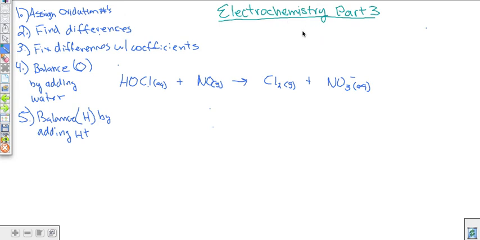Right, welcome to Electrochemistry Part 3. In Part 3, we're going to look at balancing an equation in terms of its electron movement. This would be a redox reaction. We're going to look at it and follow the movement of electrons, and use that movement to balance an equation in an acidic solution.